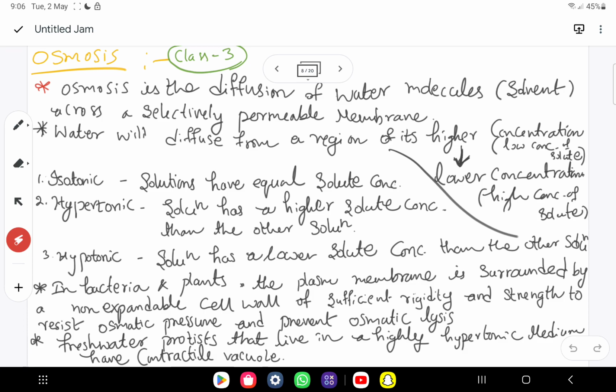There are two solutions which are separated by a membrane. So one is isotonic, hypertonic and hypotonic. Isotonic solutions have equal solute concentration. A hypertonic solution has a higher solute concentration than the other solution being compared. So one solution has a higher solute concentration than the other solution, which we call a hypertonic solution.